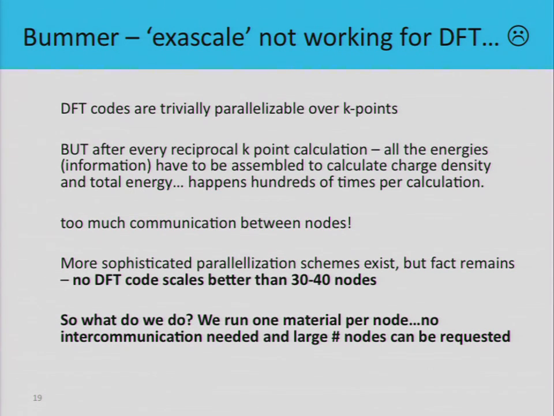Even I have written a code that parallelizes over k-points. But every time you've solved for all the k-points, you have to bring all that information back and consolidate it, until you spit it out on the k-points again on the grid. And this happens hundreds of times per calculation. It's too much communication for a normal high-performance computing center to handle, and it slows down the whole calculation tremendously. No DFT code that I know of scales better than 30 to 40 nodes, which isn't acceptable if you want to use half of Hopper, which I don't know.